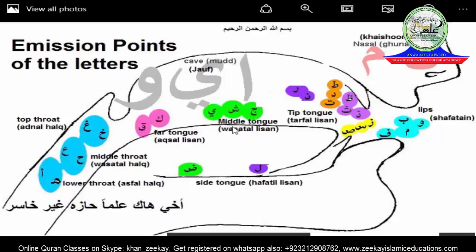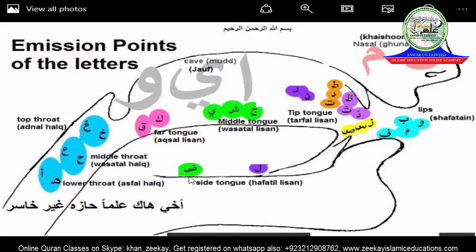Now we will discuss in detail those letters which are pronounced when they are linked with our teeth. So first of all, we will learn about the letter Zod.